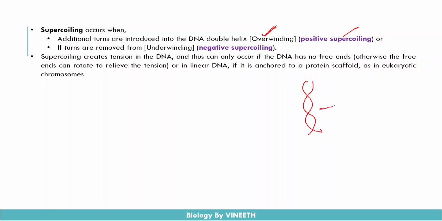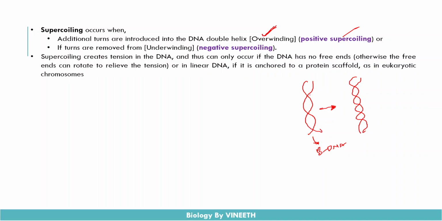Whenever you introduce some kind of extra helical turns, or whenever you try to twist this DNA, this is actually a relaxed DNA or the B-DNA. Okay, normal B-DNA. Whenever you try to twist this B-DNA or introduce some extra helical turns, or overwind this DNA, it undergoes positive supercoiling. Like this.